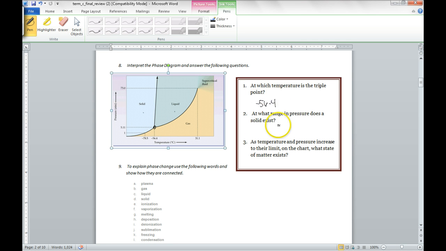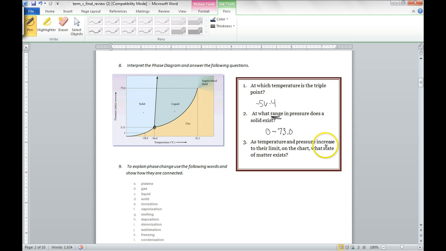56.4. Then at what pressure, at what range? A range of pressure means you should have 2 numbers here. At what range in pressure does a solid exist? Right here we can go from a solid, which is down here at 0, all the way up to 73. See how it's a range of numbers? It can be anywhere between these. It can be a solid.